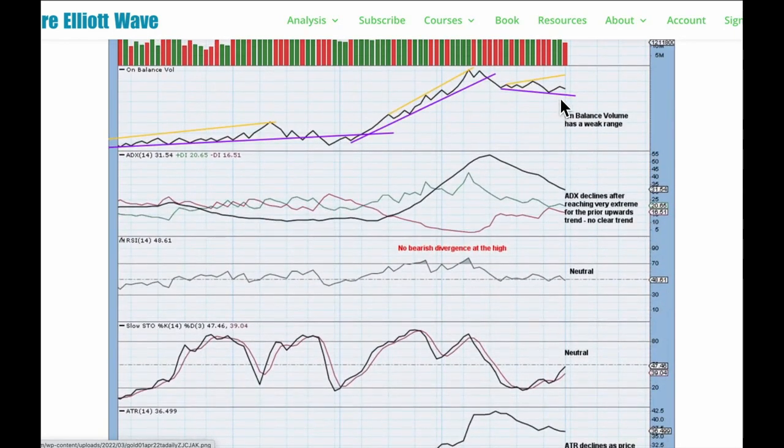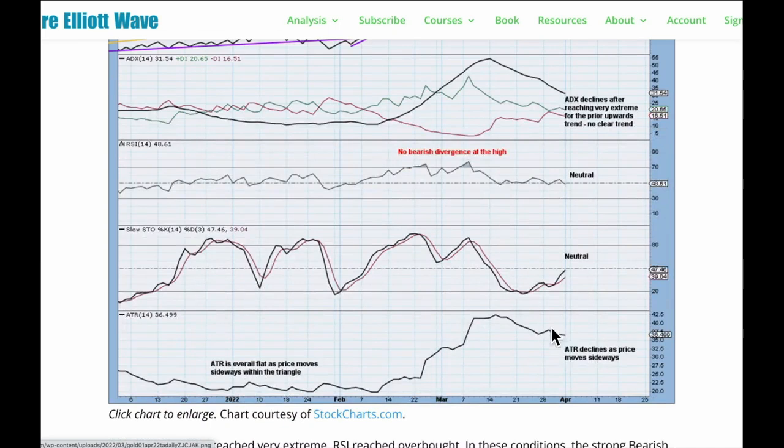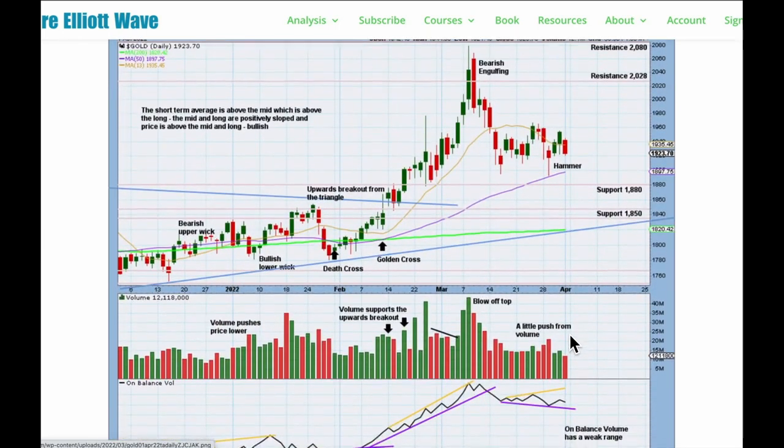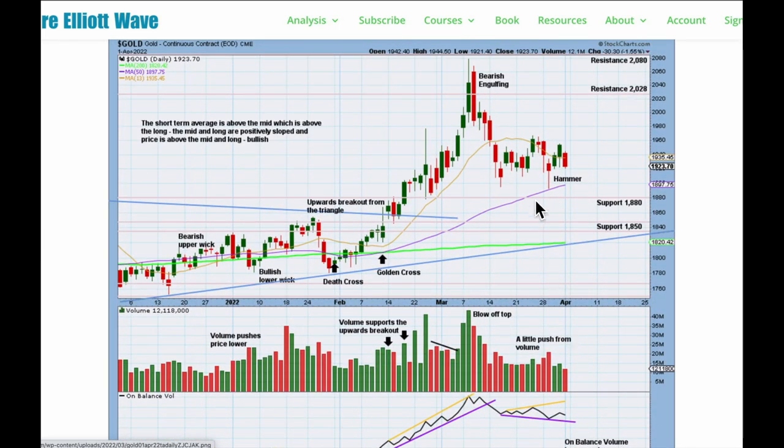On balance, volume has a weak range, no signal. We've been over ADX, RSI and stochastics well in neutral territory. ATR declining as price moves sideways. So the short-term volume profile suggests a downward movement, which would tend to support the main Elliott Wave count.